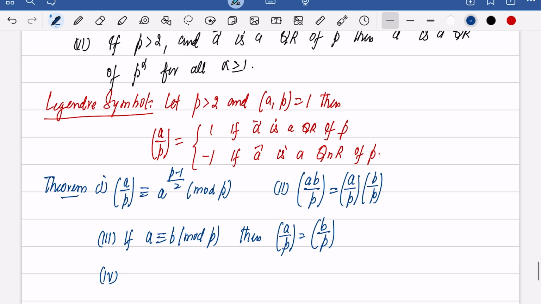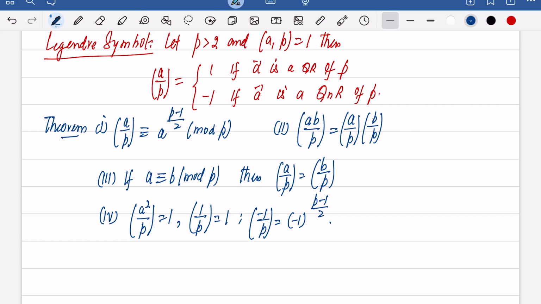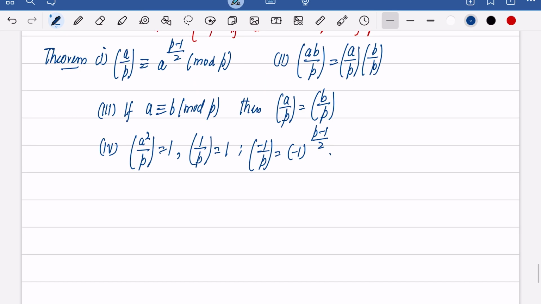And the fourth property is, we have like this, (a^2/p) is always equal to 1, which is actually (1^2/p) also, that's also equal to 1, and (-1/p) is equal to (-1)^((p-1)/2), and this can also be proved using this part number 1. Okay, now using these properties we can come to an exercise.